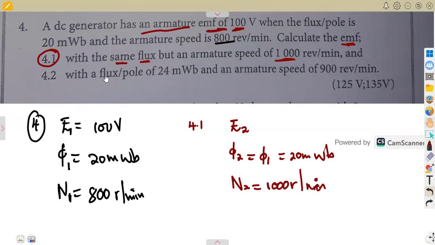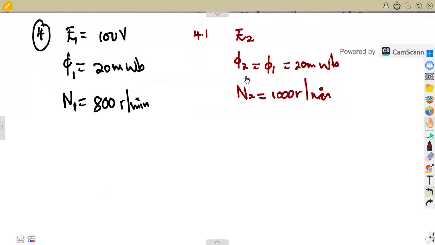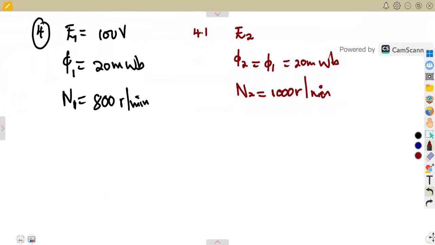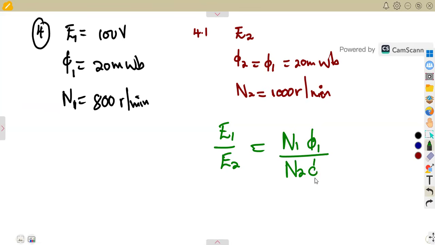So that is the first part of 4.1. So what is going to be our E2? If you check from the formula that we had, E1 over E2 was supposed to be a constant, but those constants are cancelled. So at the end, we are just going to remain with N1 flux 1 over N2 flux 2. But on a consideration that flux 1 and flux 2 are the same, these two are the same, guys. They can just cancel also.